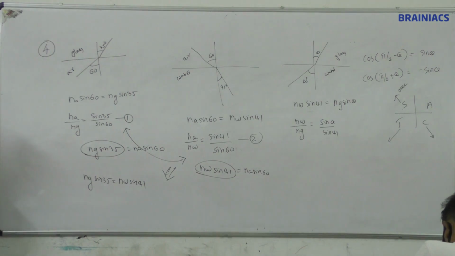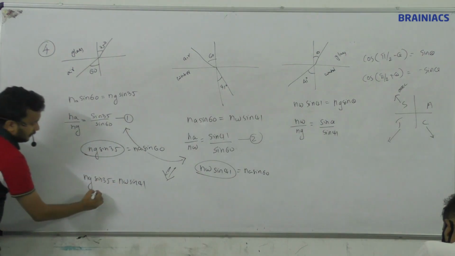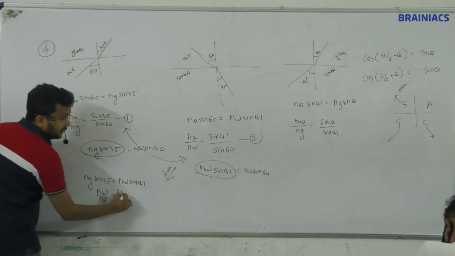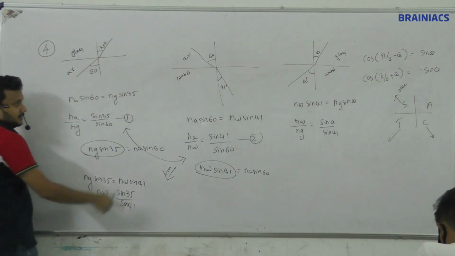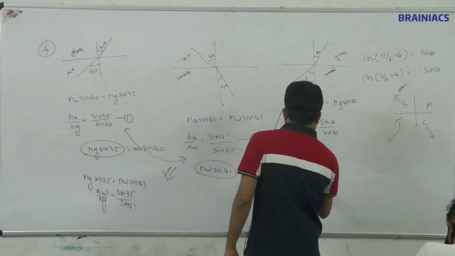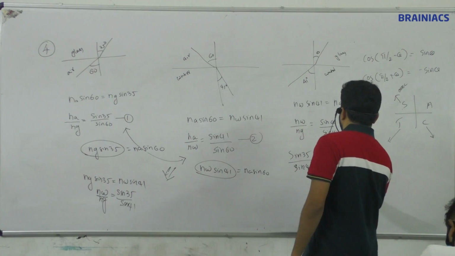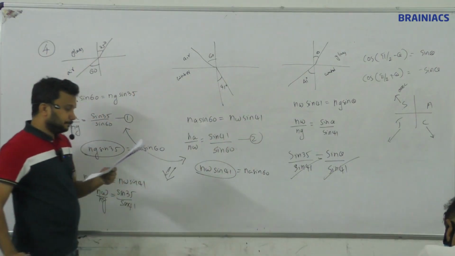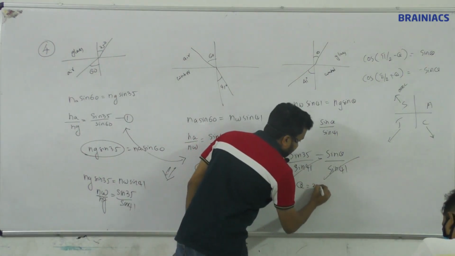What we need to get is n_w by n_g. You can do it any way. n_w by n_g is equal to sin 35 divided by sin 41. Substituting, sin 35 divided by sin 41 is equal to sin theta by sin 41. Cancel, so sin theta is sin 35. So theta equals 35 degrees.